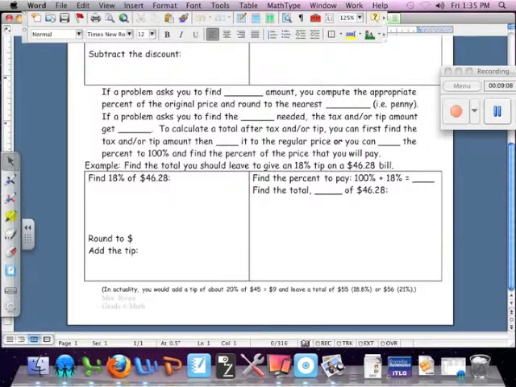So if a problem asks you to find tax or tip, if it asks you to find the tax or tip amount, you compute the appropriate percent of the original price and round to the nearest hundredth. And again, that's because we need to go to the penny.